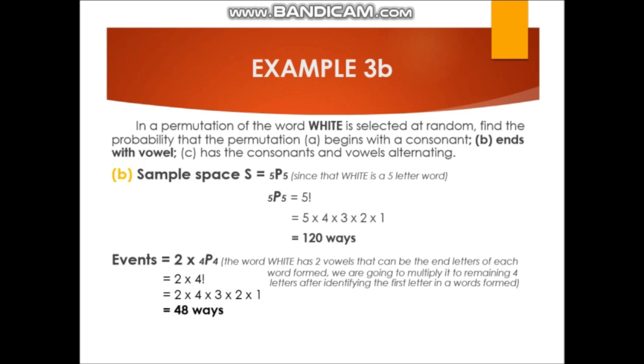Ibig sabihin, out of 120 possible outcomes, meron lamang tayong 48 na arrangement na nag-e-end sa vowel. In this case, our number of event is 48 and number of sample space is 120 or equivalent to 2 over 5 which is equivalent to 0.40. Okay? And let us proceed to our letter C.